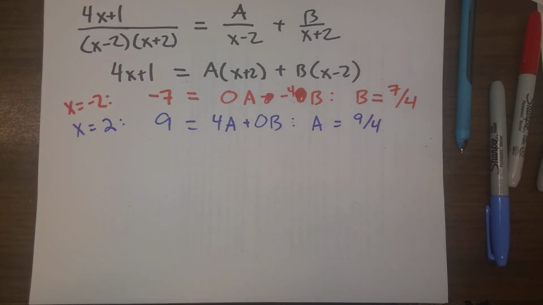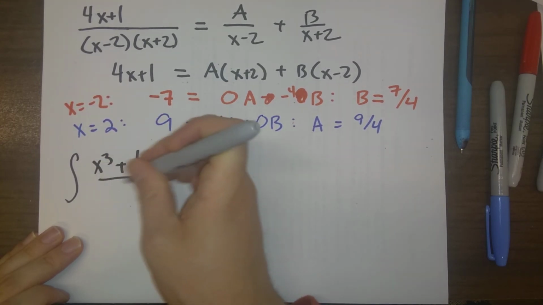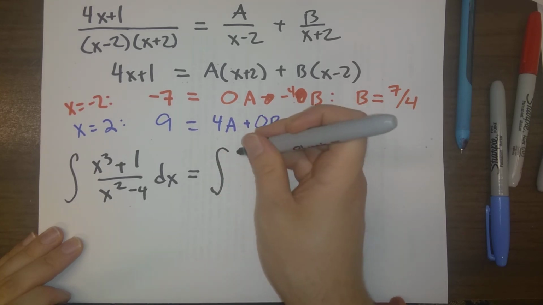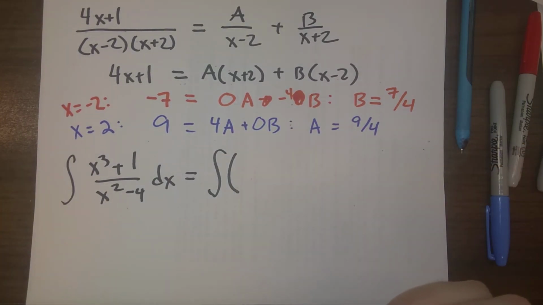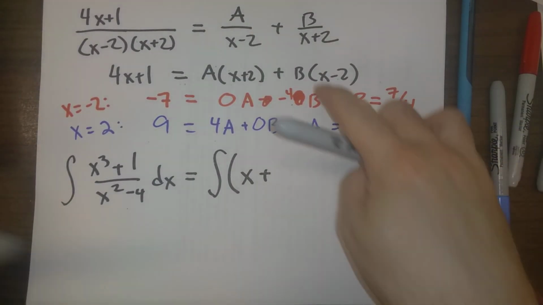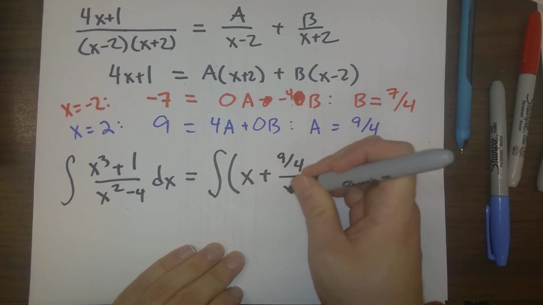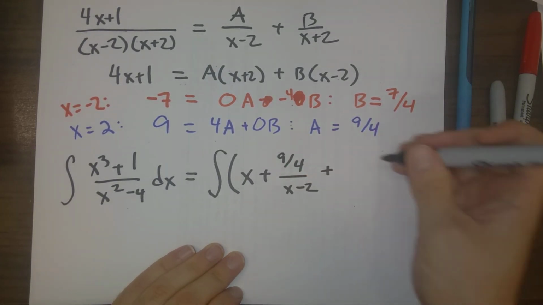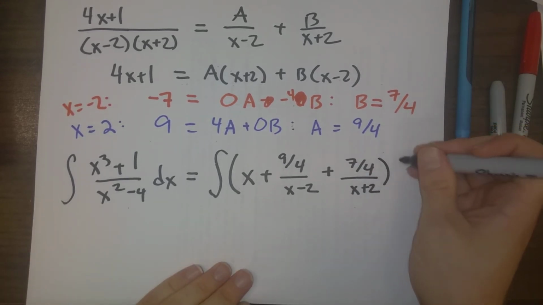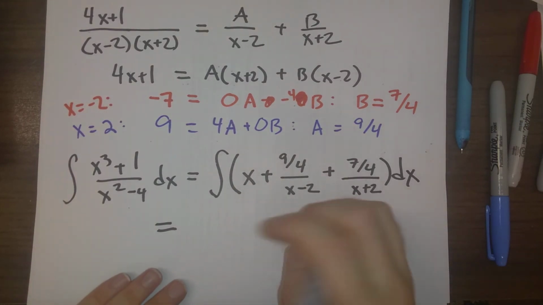So now what do we conclude? The integral of x cubed plus 1 over x squared minus 4 dx is equal to, we can rewrite this as, the integral of x plus 9/4 over x minus 2 plus 7/4 over x plus 2 dx. And we can just integrate each of these pretty quickly.